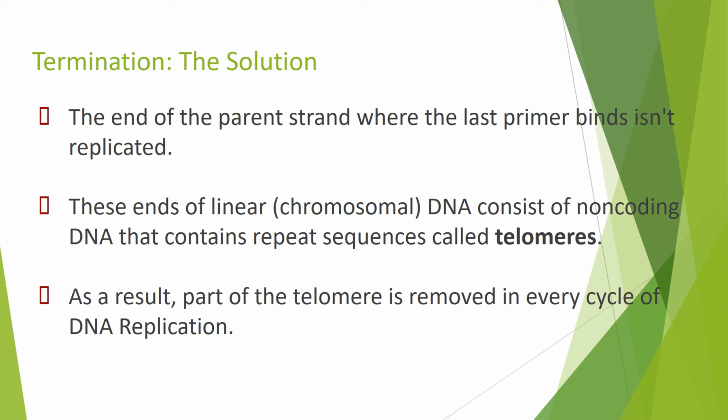These ends of linear chromosomal DNA consist of non-coding DNA that contains repeat sequences called telomeres. As a result, part of the telomere is removed in every cycle of DNA replication.